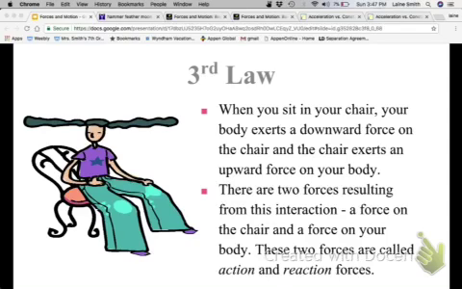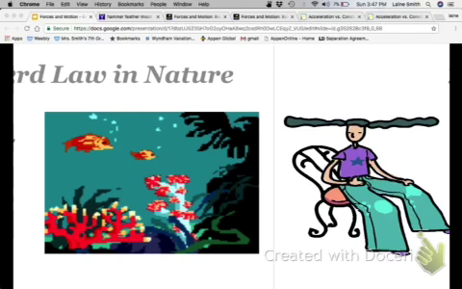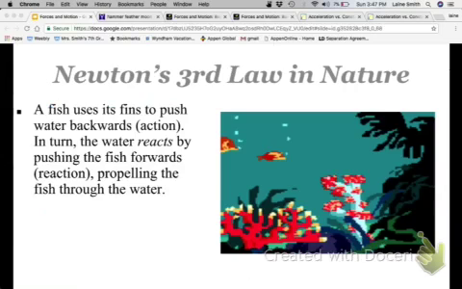Some other examples of Newton's third law in nature that you're familiar with. The first one is fish swimming in the water. A fish is going to use its fins to push water backwards, which is the action. In turn, the reaction is that the fish goes forward. You're familiar with this too. If you ever swim in the pool and you are pushing the water backwards, your body is moving forward.